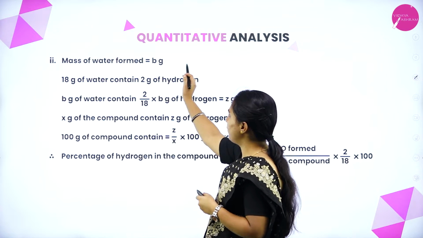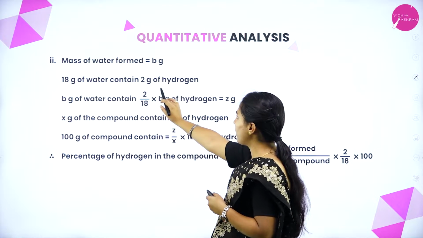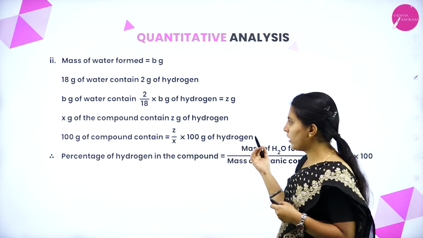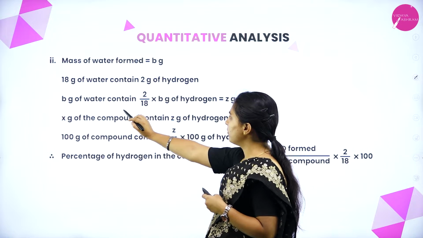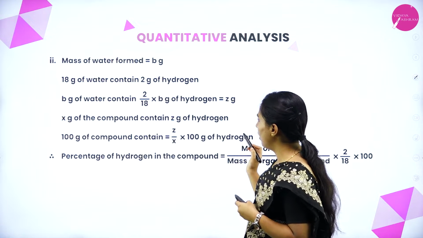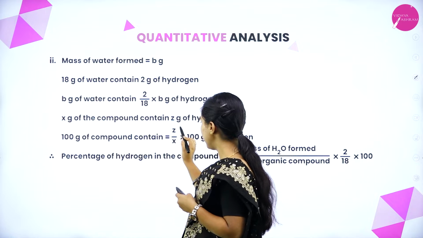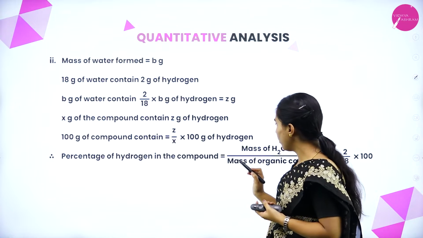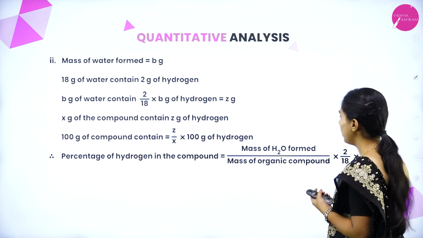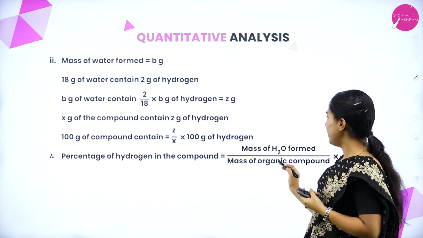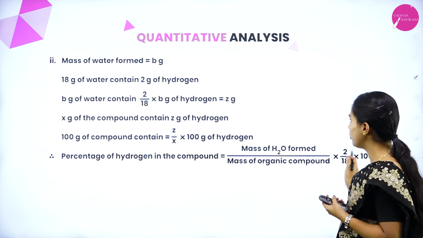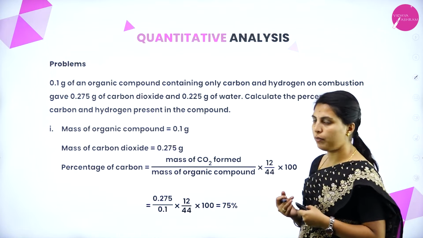This is water formed, that's why B gram. 18 gram of water contains 2 gram of hydrogen, because H2O, overall water, right? The molecular weight of water is 18 gram, and that's 2 by 18 into B, that is Z gram. Okay, 100 gram of compound contains Z by X into 100 of hydrogen. The overall percentage is the mass of water formed divided by the mass of organic compound, into 2 by 18 into 100. We'll see one of the problems now.